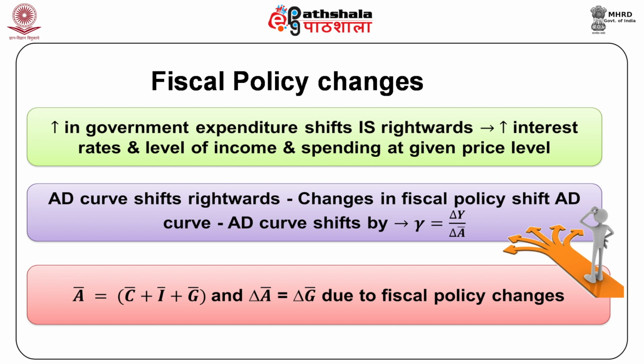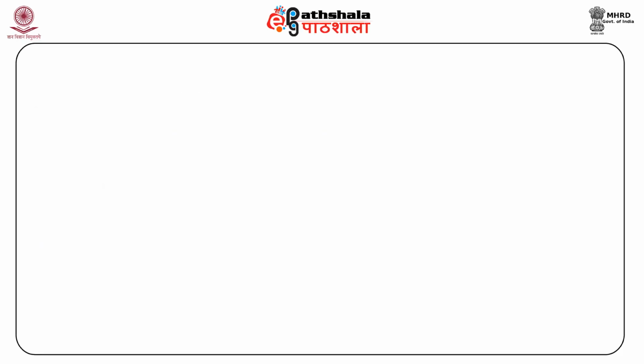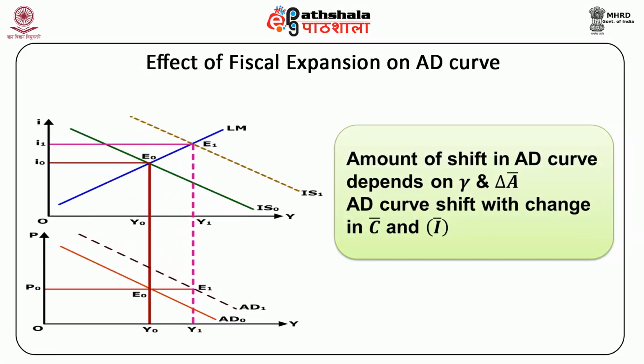Mathematically, the aggregate demand curve shifts by an amount of gamma times change in a bar, where a bar is equal to c bar plus I bar plus g bar, and change in a bar is equal to change in g bar due to the fiscal policy changes. Thus, the amount of shift in the aggregate demand curve depends on gamma and change in a bar. Similarly, the aggregate demand curve will shift with a change in autonomous consumption C bar and autonomous investment I bar.